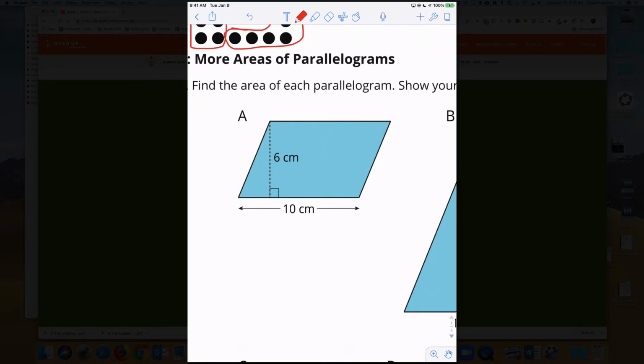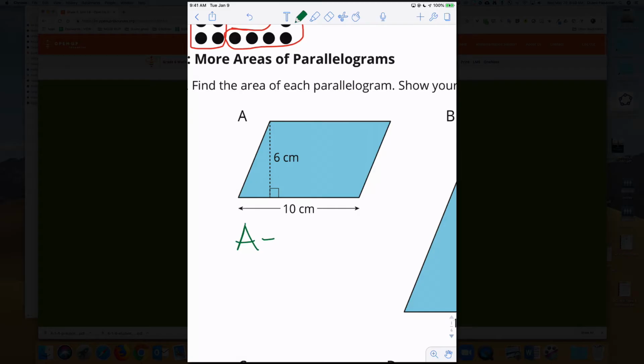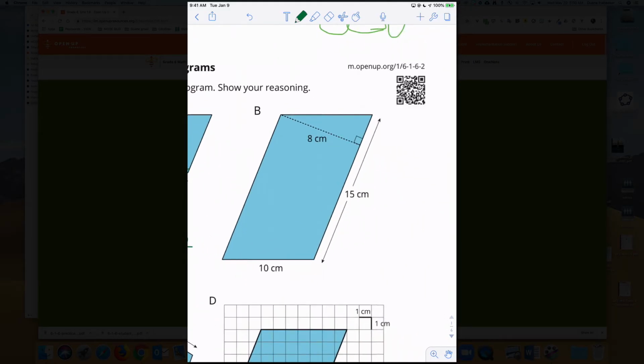So we have to remember that the formula for the area of a parallelogram is base times height. We see the base here is 10, we see the height here is 6. So the area of that parallelogram, it's not units, it's centimeters squared. All right. So here's a tricky one.